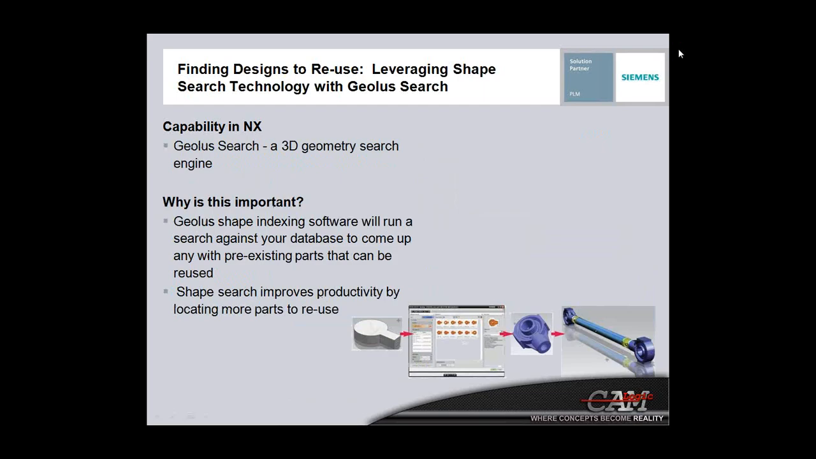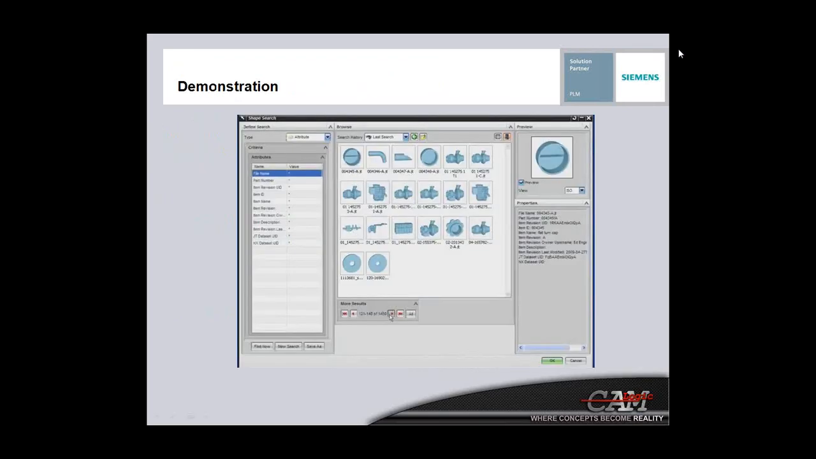Geolus Search is a 3D search engine that will rapidly track down parts similar to a given example based on its geometry. The clear view of all the data gives you the ability to control and reuse parts, which provides savings in design time, cost estimating, procurement, manufacturing, and inventory. Let's take a quick look at the power of shape search technology.